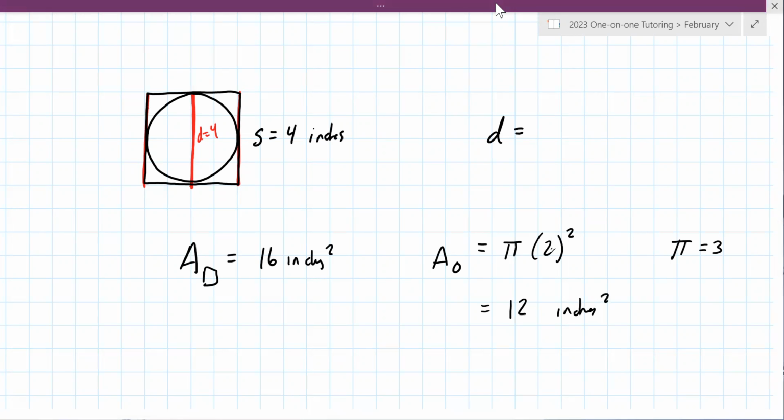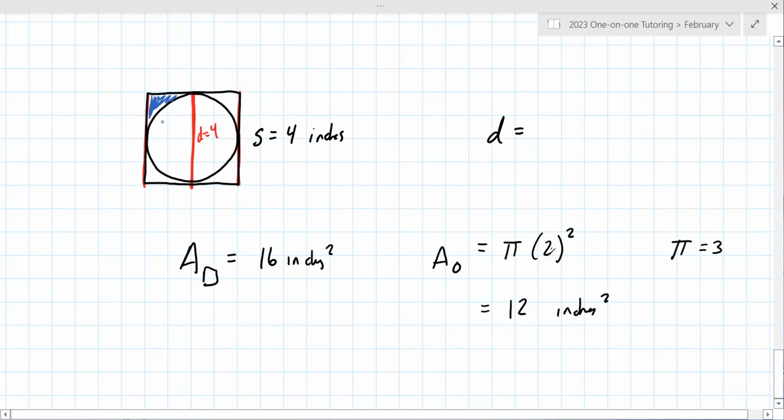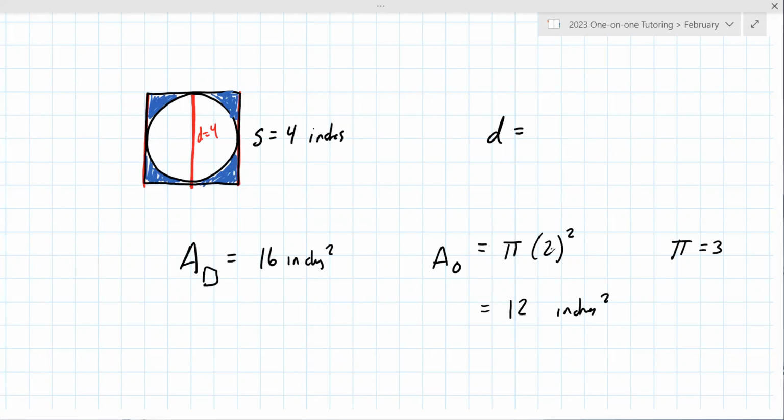Okay. Now let's say I wanted you to find the blue area. How could you do that with the information we just found? I'm going to take a guess and say divide by 4. Well, that's if you knew the total blue area and you wanted to get each one, you would divide it by 4.